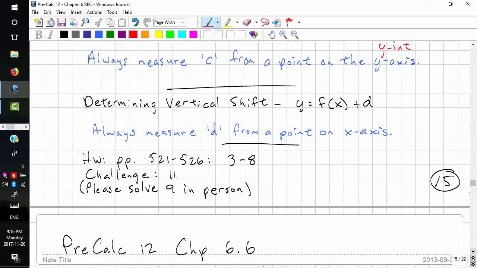Next, determining the vertical shift. Again, we would call this center line. y is equal to f of x plus d. And if d is greater than 0, it's up. And if d is less than 0, it's down. And always measure d from a point on the x-axis.